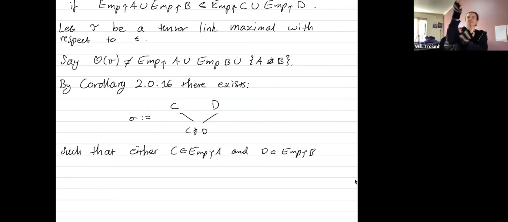This tensor link, if it's not terminal, is sitting above something, right? And all of those somethings are tensor links. That's one of the hypotheses of this lemma, that all of the conclusions are tensors. And so there is some path from some terminal tensor link up to that one, and the empire of the premise in the first step of that path is going to contain the empire of A and B. And so therefore this one that I've just constructed is more maximal than that previous one.